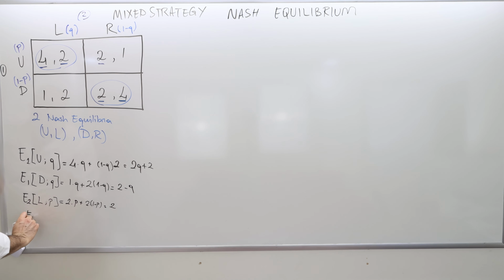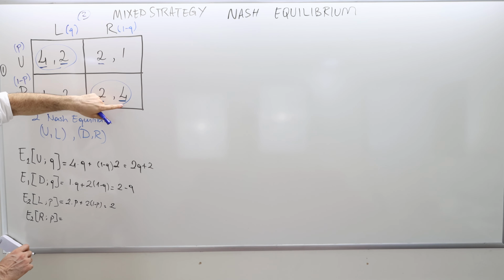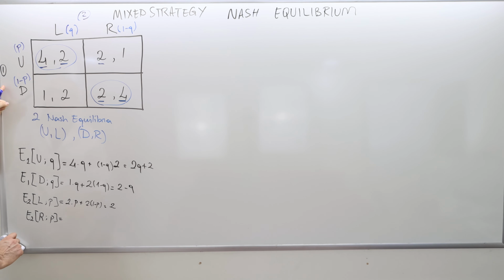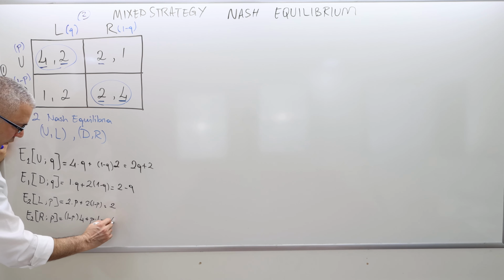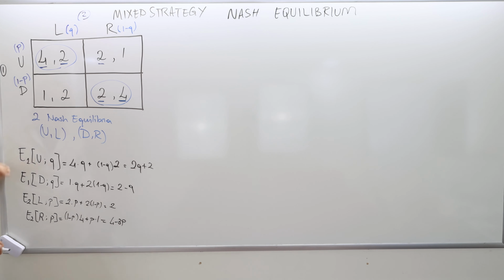And then, the expected payoff of the second player, if he happens to choose right instead, what would that be? Well, he's going to get either 1 or 4, but he's going to get 4 only if player 1 chooses D, which occurs with 1 minus P probability. So with 1 minus P probability, player 2 is going to get 4. With the remaining probability, P, he's going to get 1. So therefore, this is 4 minus 3P. Okay, so these are the expected payoffs.